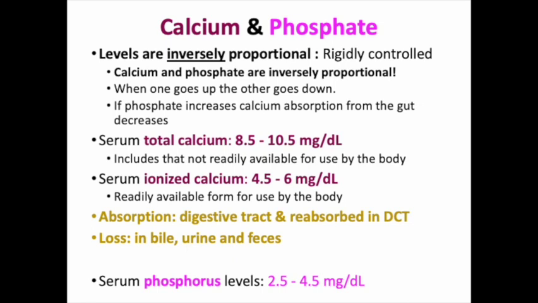Our serum calcium should be in the range of 8.5 to 10.5 milligrams per deciliter. Serum ionized calcium is 4.5 to 6 milligrams per deciliter. The ionized calcium is what can be used by the body. Remembering that the absorption happens in the digestive tract and then it is reabsorbed in the distal convoluted tubules. When there's a loss, it occurs in the bile, the urine, or the feces. Serum phosphorus levels are 2.5 to 4.5 milligrams per deciliter.